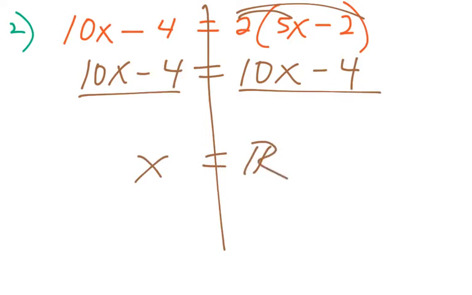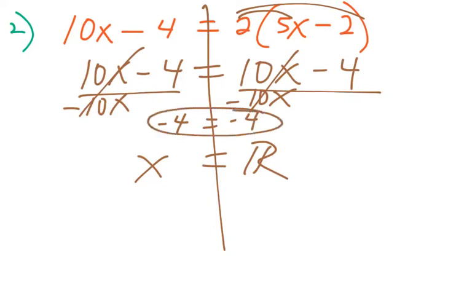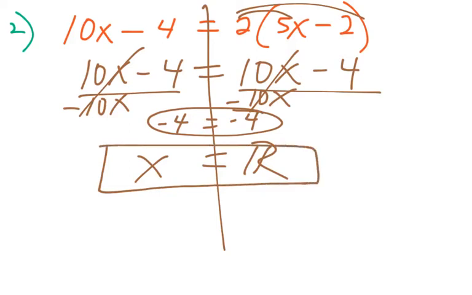Okay? If you want to take it a step further, you could subtract 10x from both sides. But at that point, your sides are identical as well. Negative 4 equals negative 4. So the variable cancels, but you're left with a true statement. I didn't circle that as the answer. I'm just circling it to show you. You have to state the answer is all real numbers. That is your final answer.